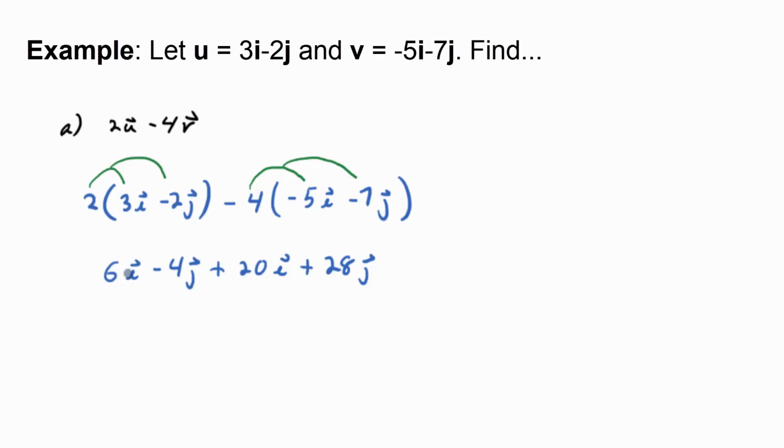And so the analogy continues. So if you have 6i plus 20i, what's your new first component? Some books will call it your i component. It's 26, and then you have the i there. And 26 then is your first component of the resulting vector. Plus, you have minus 4j plus 28j, which is plus 24j.